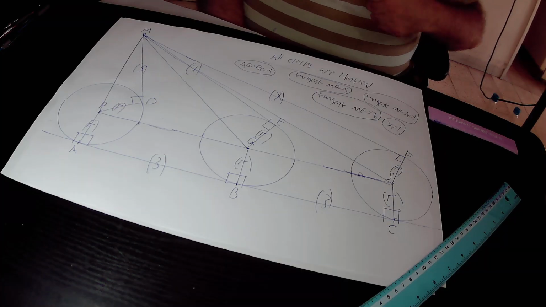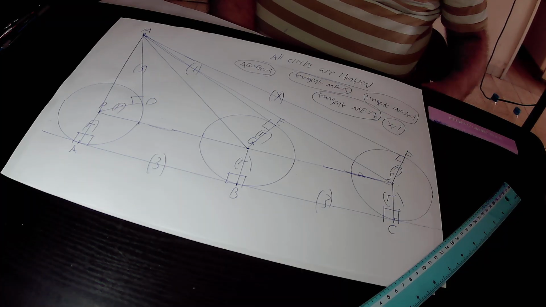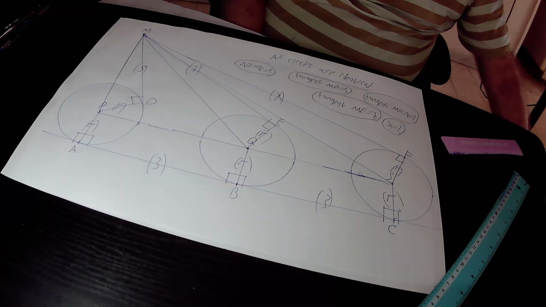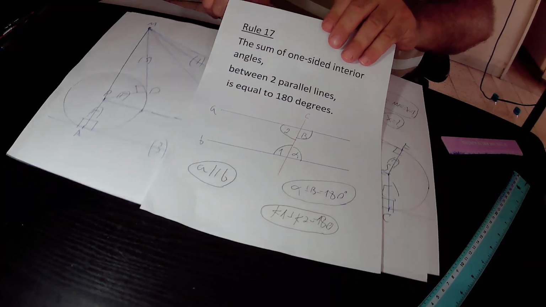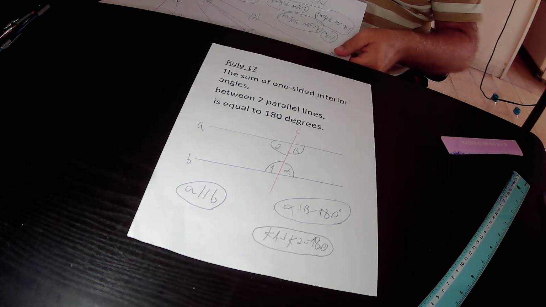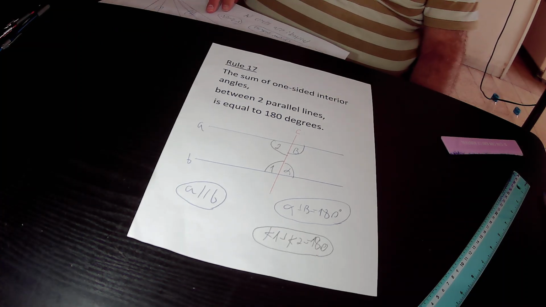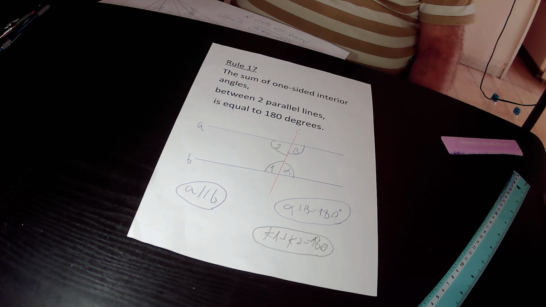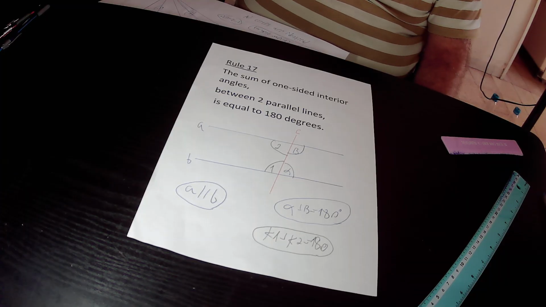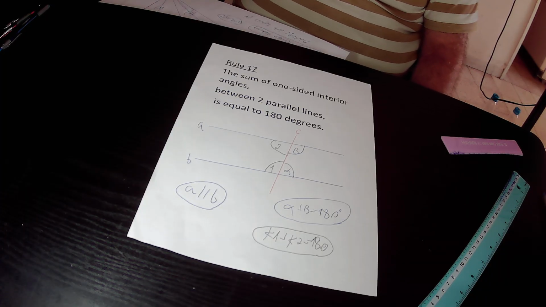And therefore, here we can implement rule 17. So, let's quickly repeat rule 17. According to rule 17, the sum of one-sided interior angles that are located between 2 parallel lines is equal to 180 degrees.